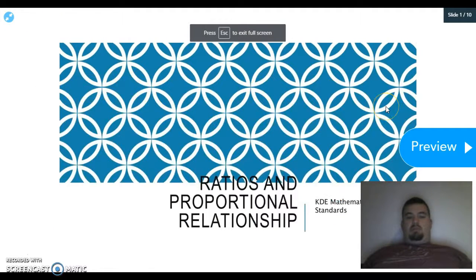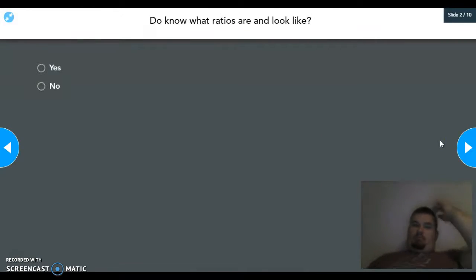Ratios and proportional relationships, KDE mathematics standards. What I want my students to know is, if they know a little bit about ratios and what they look like, I want to get feedback on whether the students know what they look like and what ratios are, or what the definition is.